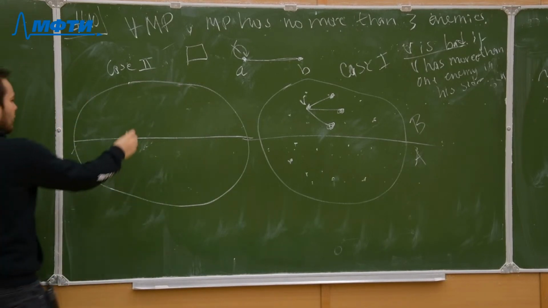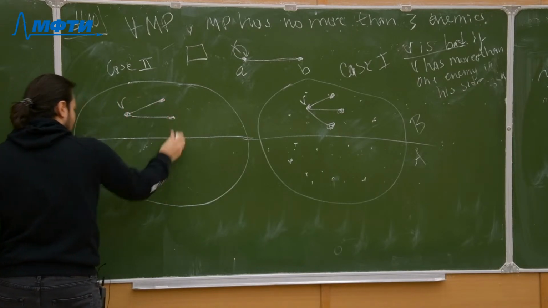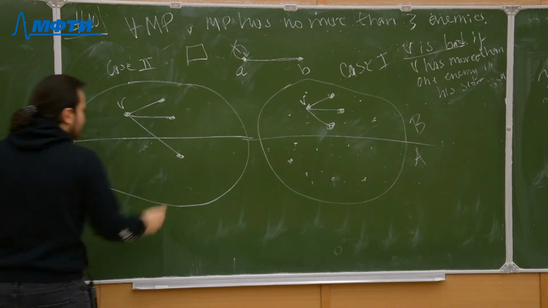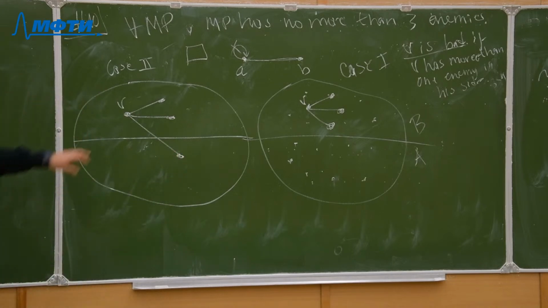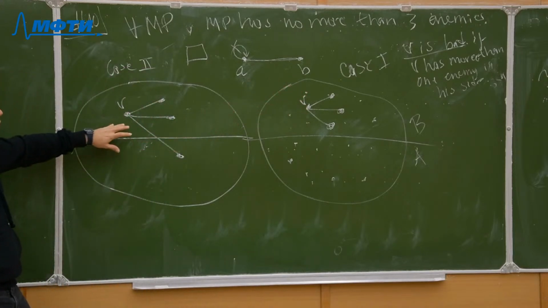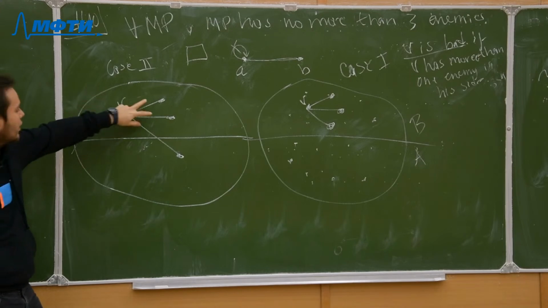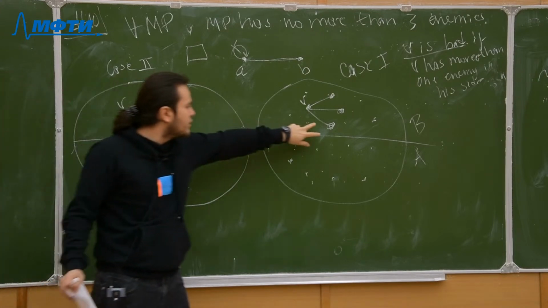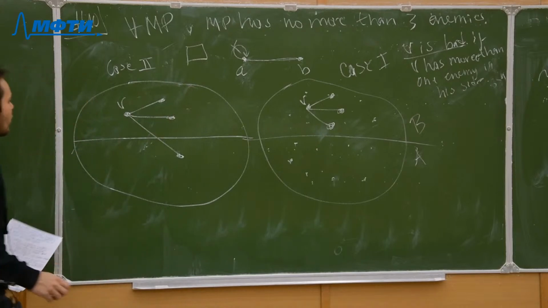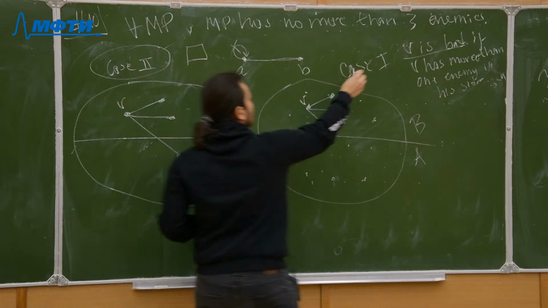So we have the case when V has two enemies here and one enemy here. So in this case and in this case, V is bad because it has more than one enemy on its side. So V has two enemies here on its side and three enemies here on its side. Okay, and this is case 2, right? Case 2 and case 1.